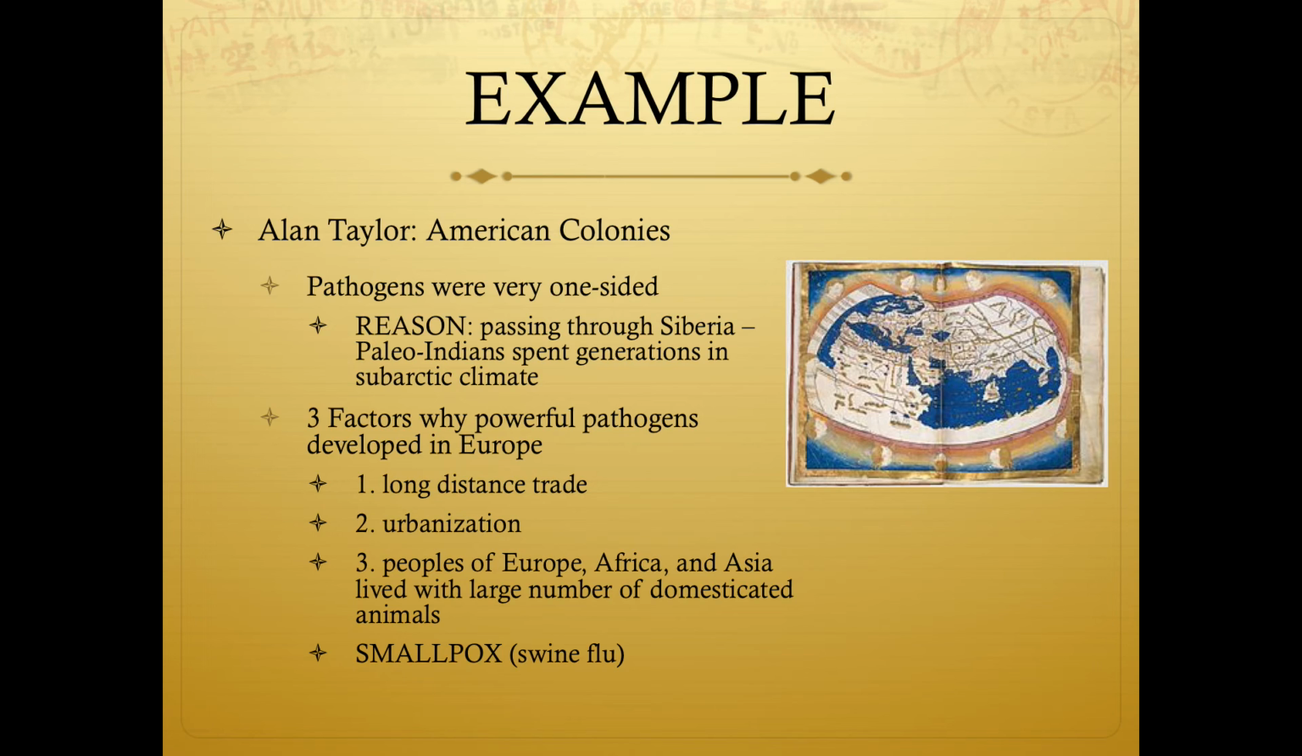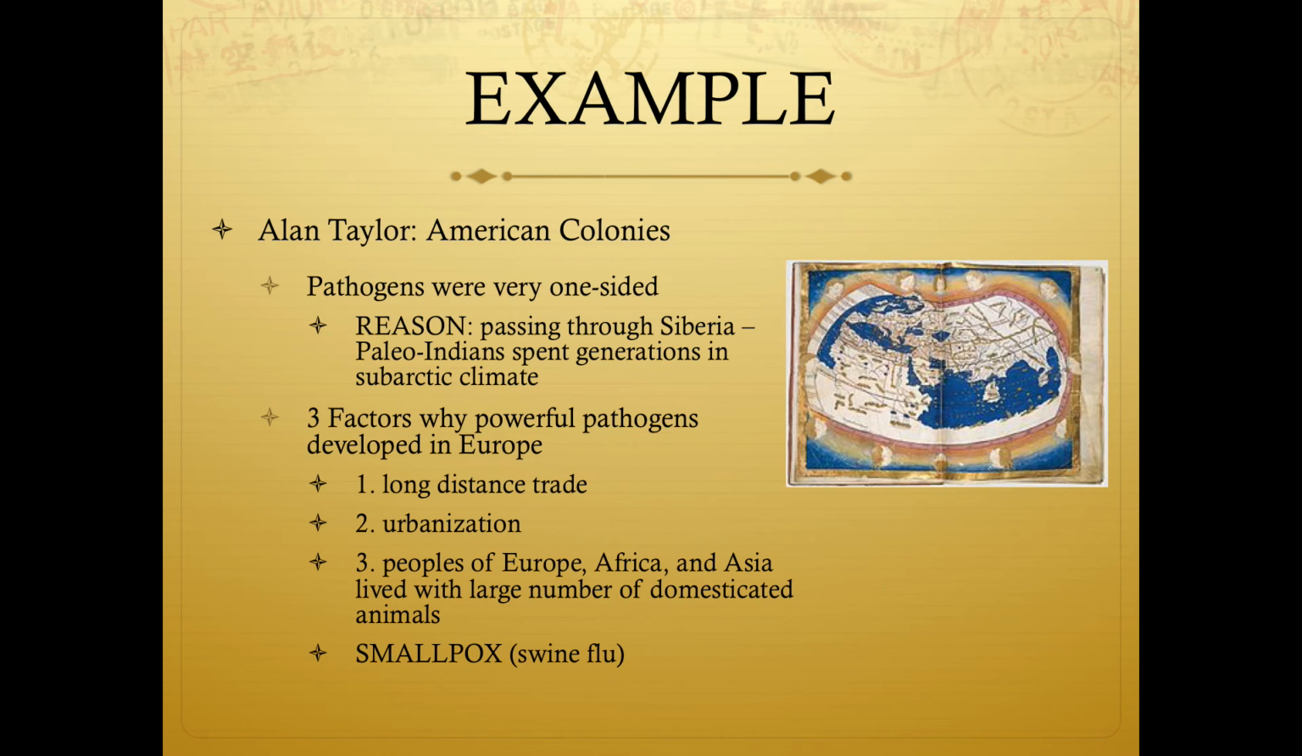Throughout Europe, Africa, and Asia, they lived also with large numbers of domesticated animals. Smallpox, swine flu: these are diseases that developed because of our constant contact with domesticated animals. The people of America did not domesticate animals, so they were not used to being among cattle. In fact, cattle and pigs do not exist in the Americas. That is something that's going to be, through the Columbian exchange, imported to the Americas.